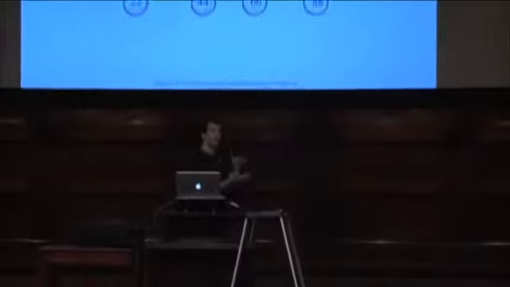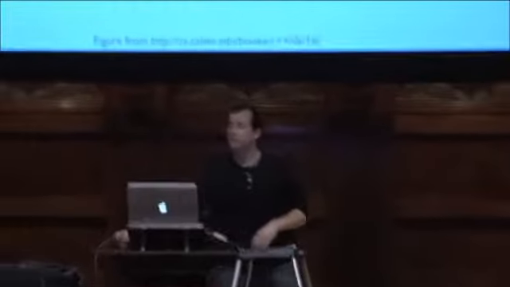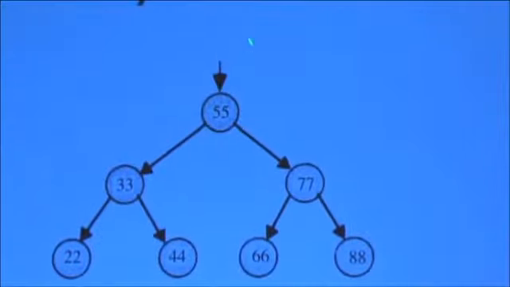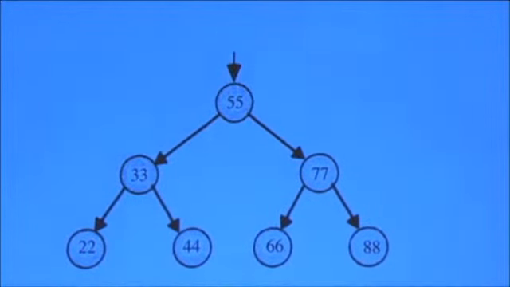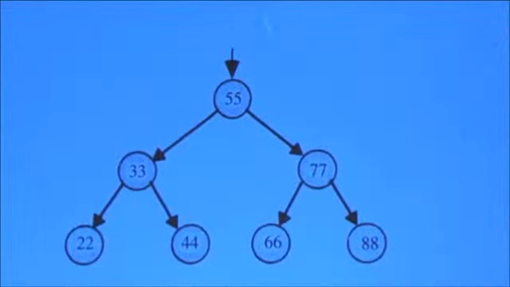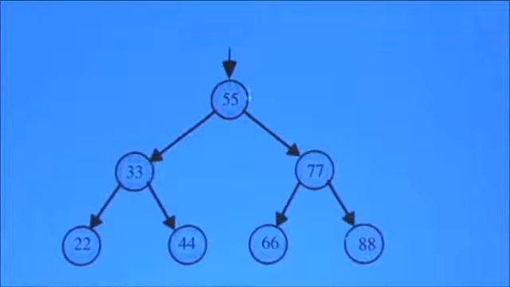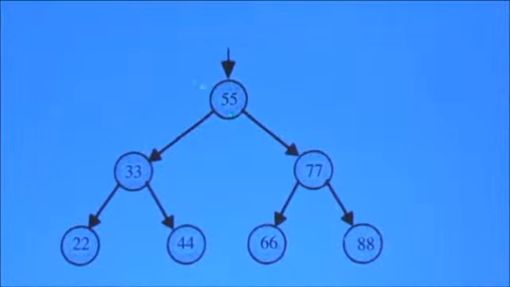So the height of this tree is 3, which means if I want to find the number 44 and I start at the root of this tree, which, just like a linked list, you start at one special pointer. In the context of a tree, you start at the top, the root. How do I find 44? Well, I first check, is 44 less than or greater than 55? If it's less than, I go this way.